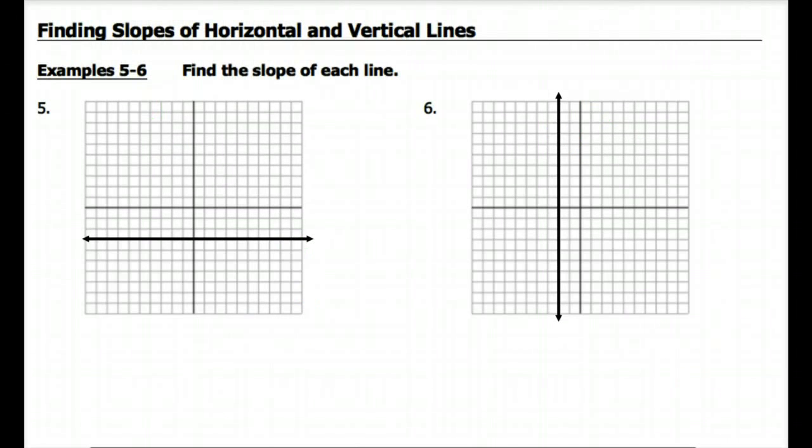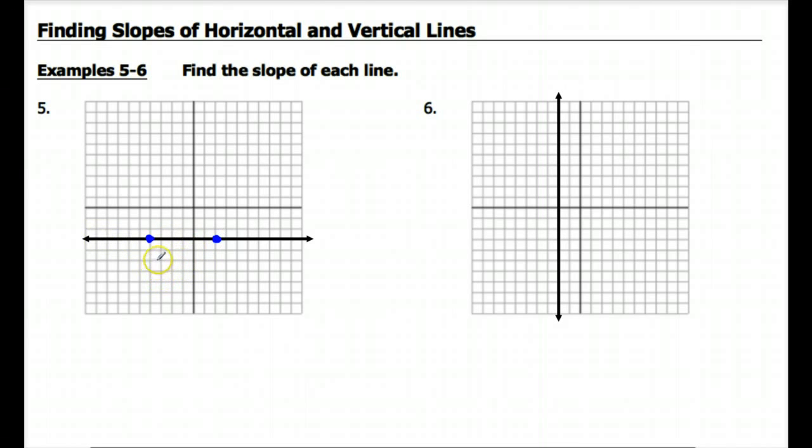Okay, moving on to 5 and 6. For these lines here, notice number 5 you have a horizontal line, and number 6 you have a vertical line. So for these 2 lines, I'm still going to pick 2 points here. I'm going to go ahead and just pick this point right here and this point right here. Okay, this horizontal line goes through all these points.